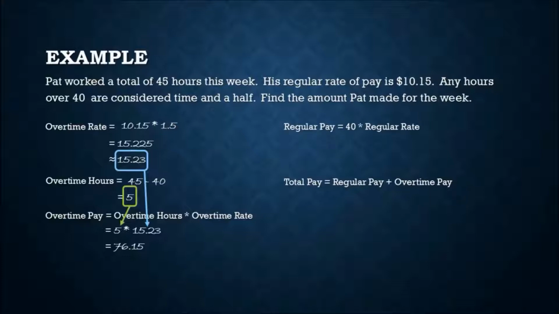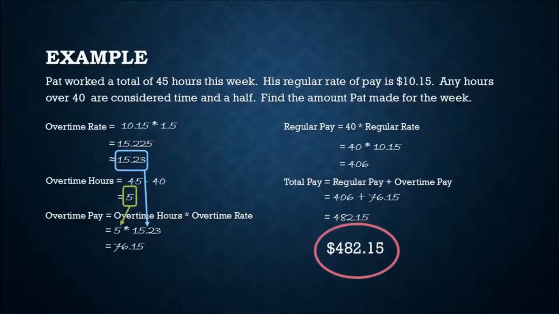So the regular pay, again, is just 40 hours times your regular rate. In this case, it's 40 times 10.15, which gives us a total of 406. So after all of that, we can now find the total pay. We take the 406 plus the 76.15 to give us a total pay for the week of $482.15.